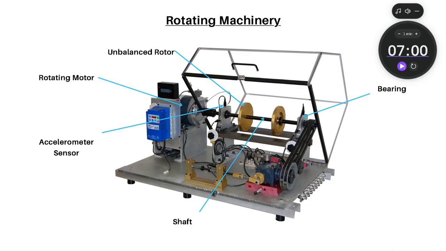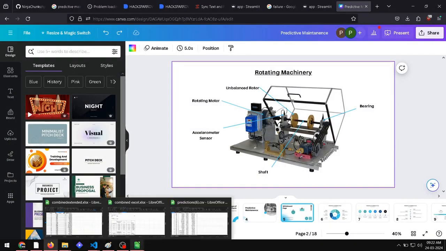We record that vibration, and through that vibration the machine gets disturbed, and an unbalanced force gets produced in the machine. We record that unbalanced force also. So now I will explain the data set which we have taken.